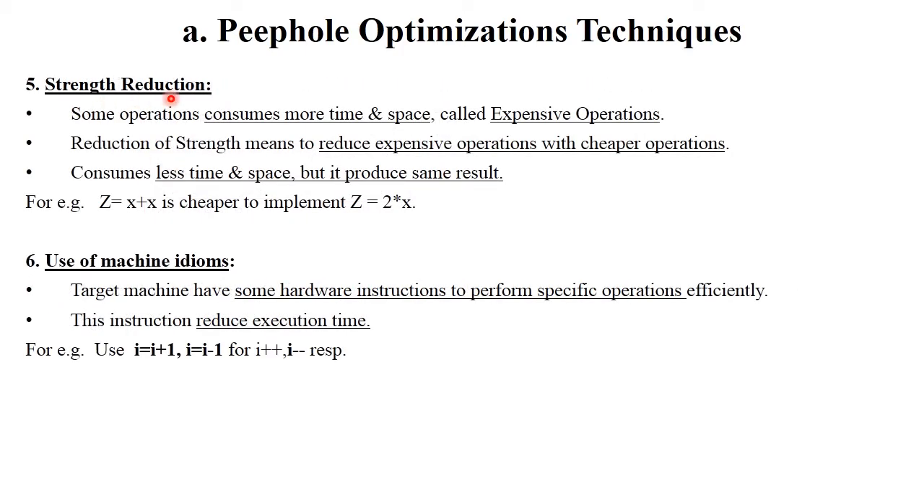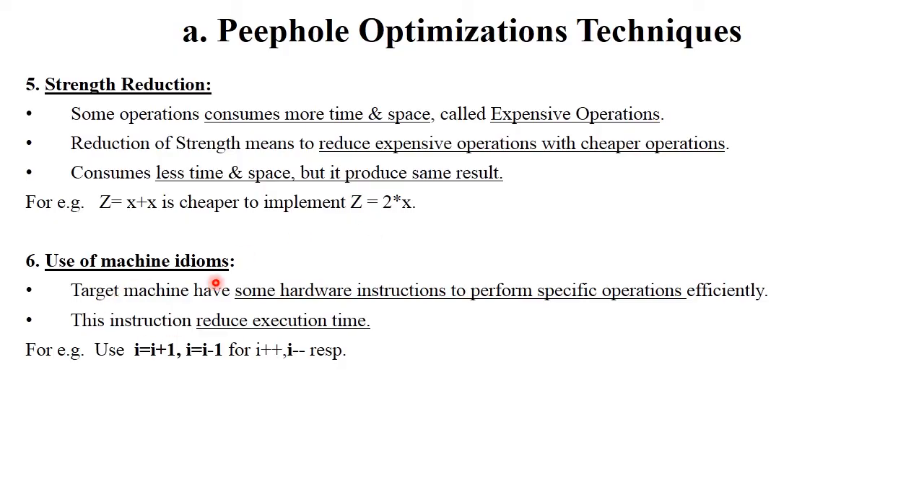Next one is strength reduction. Strength reduction means replacing expensive operations with cheaper operations, because cheaper operations require less time and space but produce the same result. Now see here, the expression is z equal to 2 into x. It should be written as z equal to x plus x. It's a cheaper implementation because the multiplication operator has higher precedence than the plus operator. So you should use the lower precedence operator because it uses less time and space, but produces the same result for this equation. Clear?